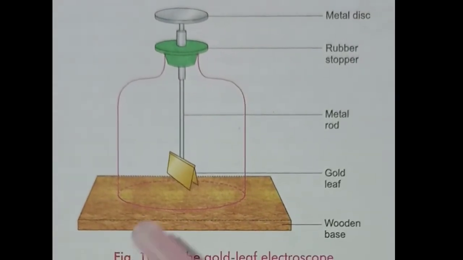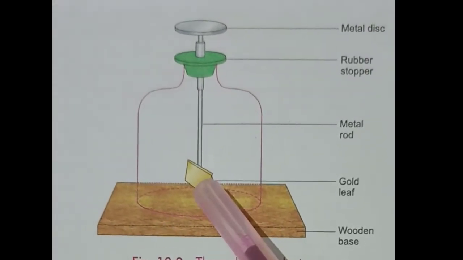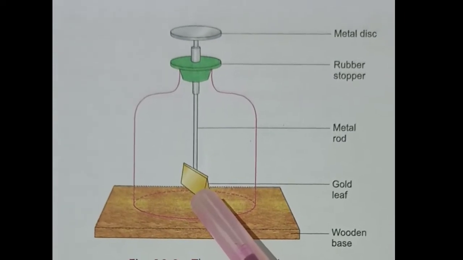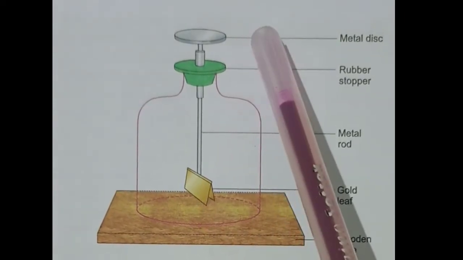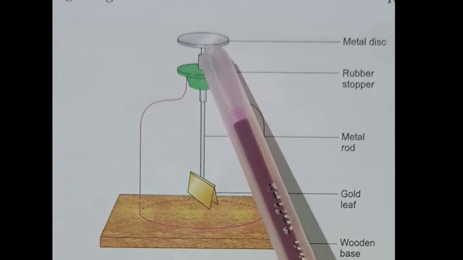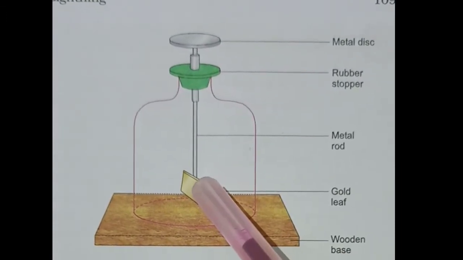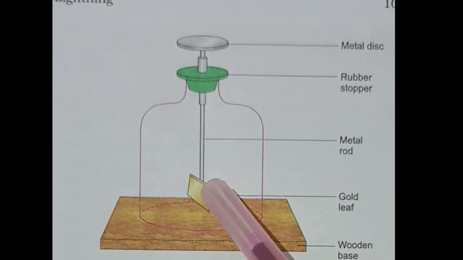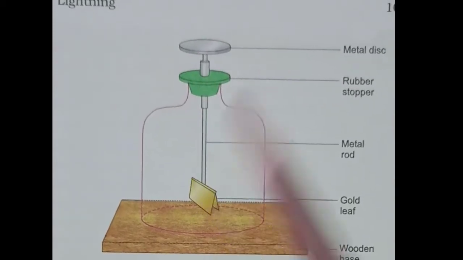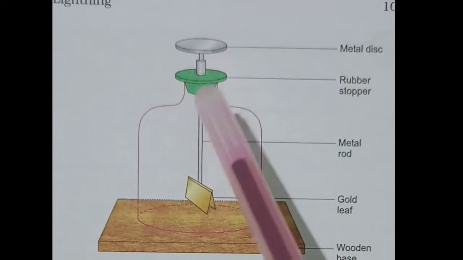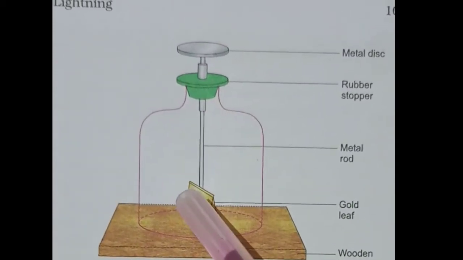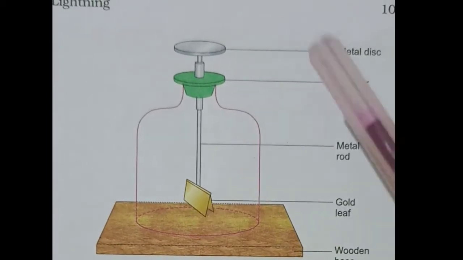So the divergence here tells us whether the body is charged or not. That means if I bring a positively charged body and touch it, it will diverge. If the electroscope is not charged and I bring any negatively charged body and touch it here, it also will diverge and tell us that the body has got charged.